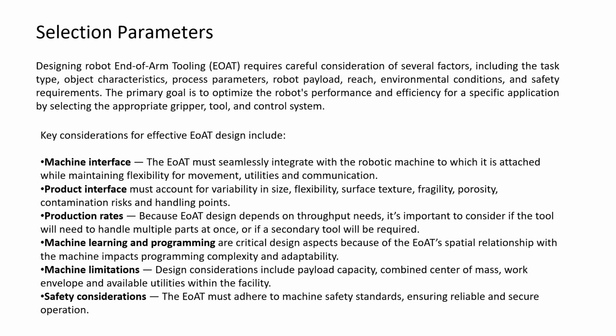Then comes the production rates. If the production rate is too high, the end of arm tooling operation should also be fast. The cycle time will matter a lot. Depending on that, we need to consider whether we are going to pick a number of parts simultaneously, and for whatever end of arm tooling we are designing, what the actuation rates and actuation times are. Then comes the machine learning and programming. This is a critical aspect in design, because with the design of end of arm tooling, how it will move in space is very important.